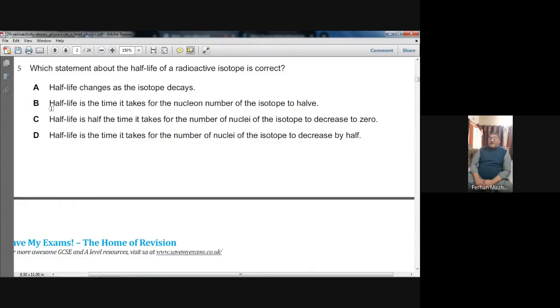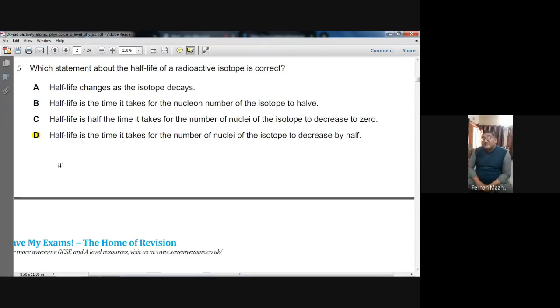No, half-life is the half the time it takes for the number of nuclei of the isotope to decrease to 0. No, half-life is the time it takes for the number of nuclei of the isotope to decrease by half. That is the right definition. So D is the right answer.